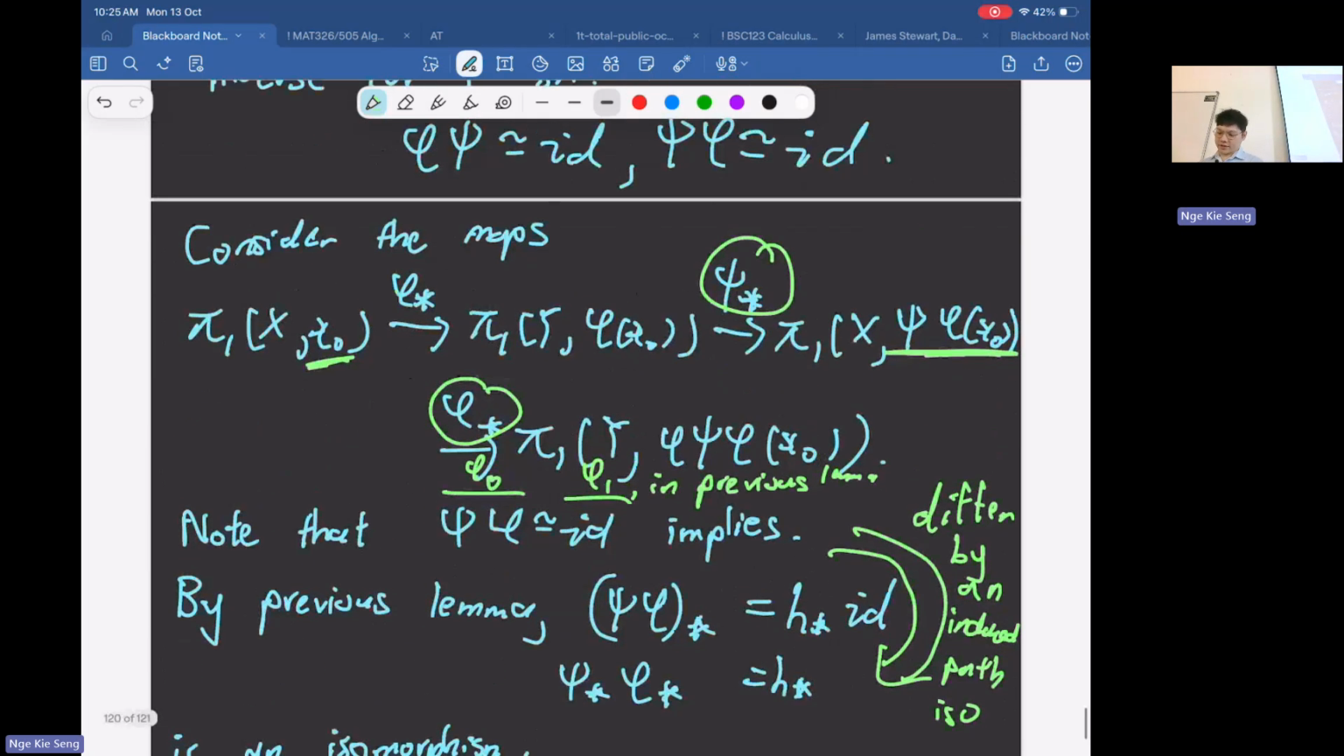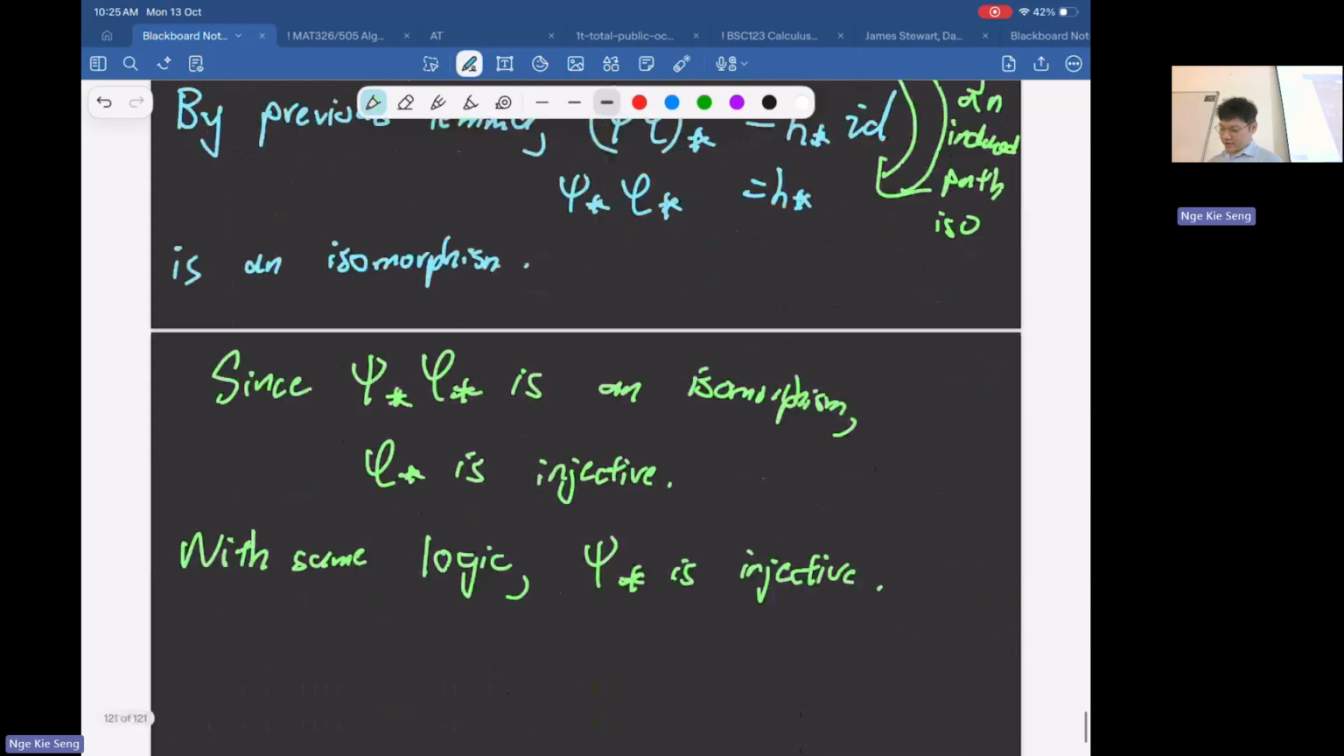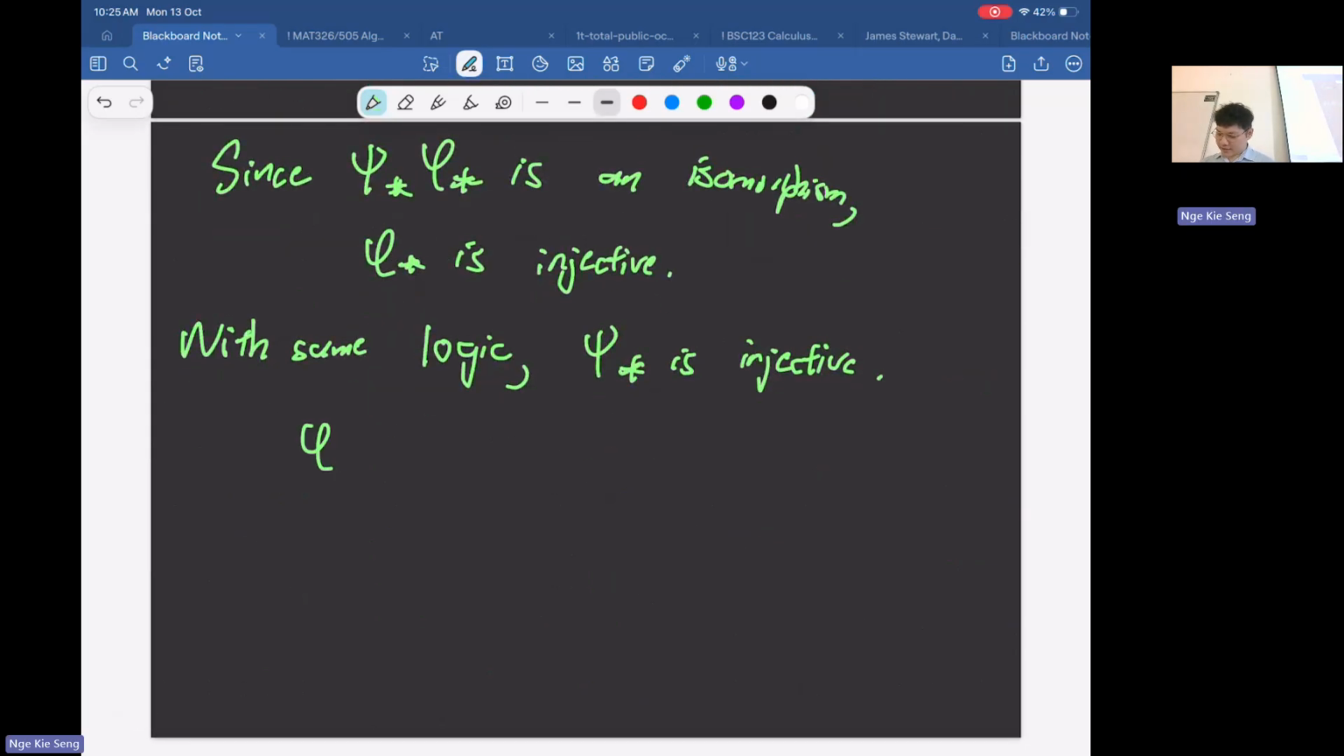So these two are injections. This one injective, and then this one injective, and their composition is an isomorphism. Now we want to claim that this one is a surjection. Is it possible? Let's write down. So phi star and psi star are injective, and then phi star psi star is an isomorphism.